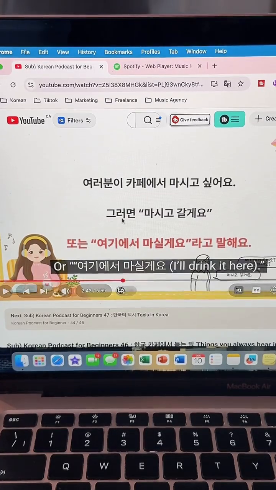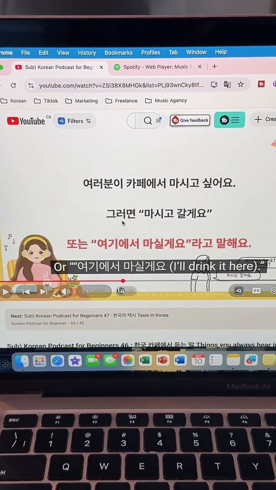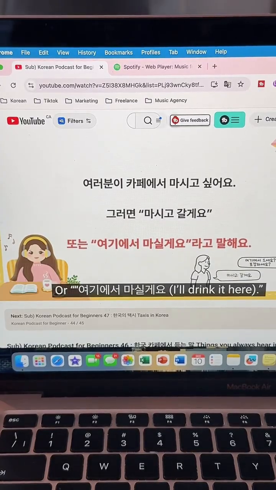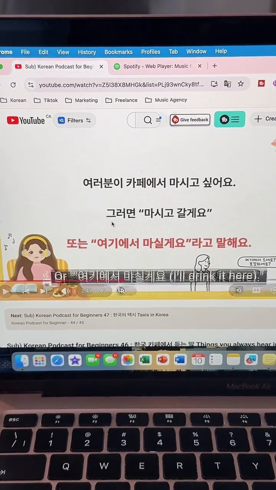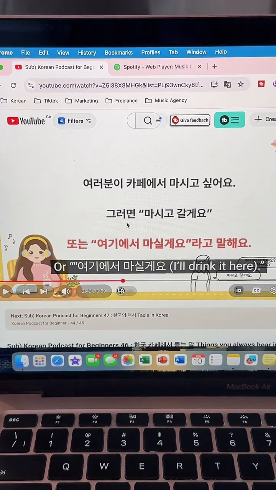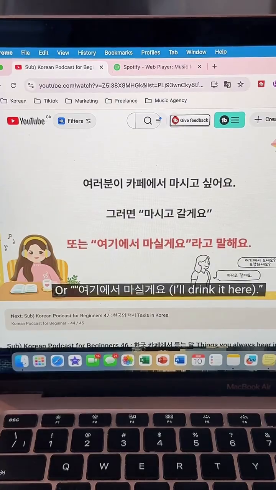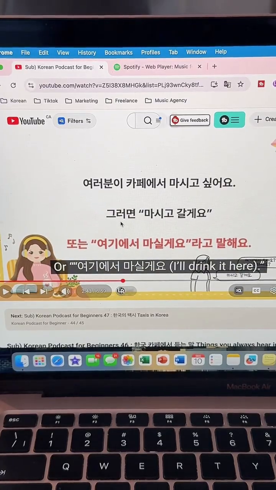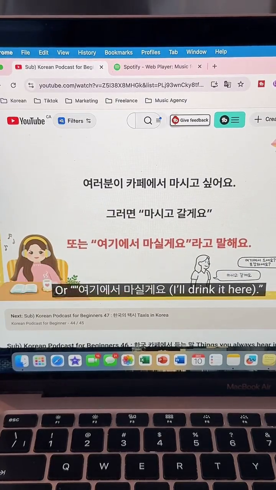Okay, now let's translate everything together. We have 그러면. So as you guys know, a lot of words that are starting in 그 are connective words. However, do you guys know what is the translation to 그러면? Comment down below if you guys know what 그러면 would mean. Even if you don't know, you can still try and guess the meaning of that word.